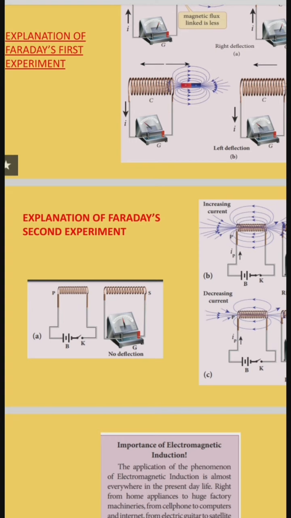And then figure C. When the primary circuit is broken, the decreasing primary current induces an electric current in the secondary coil but in the opposite direction. So there is a deflection in the galvanometer whenever there is a change in the primary current.